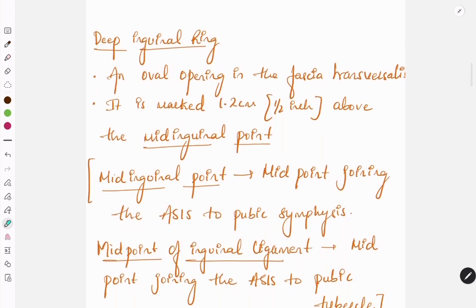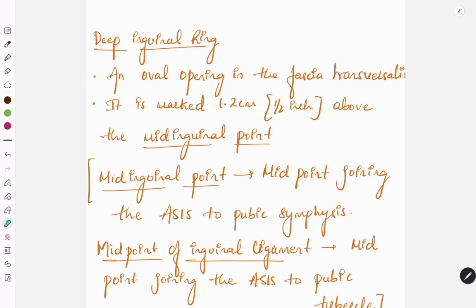Next, moving on to the deep inguinal ring. Deep inguinal ring, yeah, this is not triangular now. It is like a ring only. It is an oval opening where, see, the deep inguinal ring is present posteriorly. So it is an opening in the fascia transversalis.